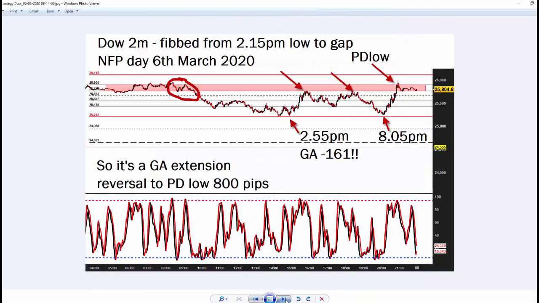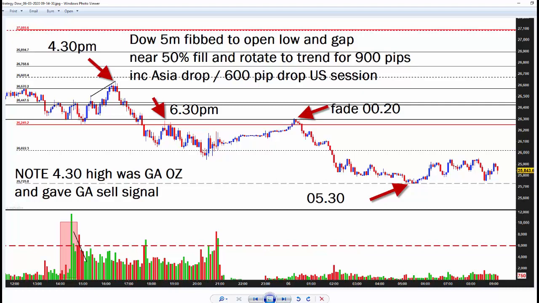Let me see if I've got some. Where have I got some other examples? Oh, this is, I think this was Thursday. Now we were long here. We've got a 300 pip move. Now it didn't hit the 50%. This is taken from the 3 o'clock low and the gap.